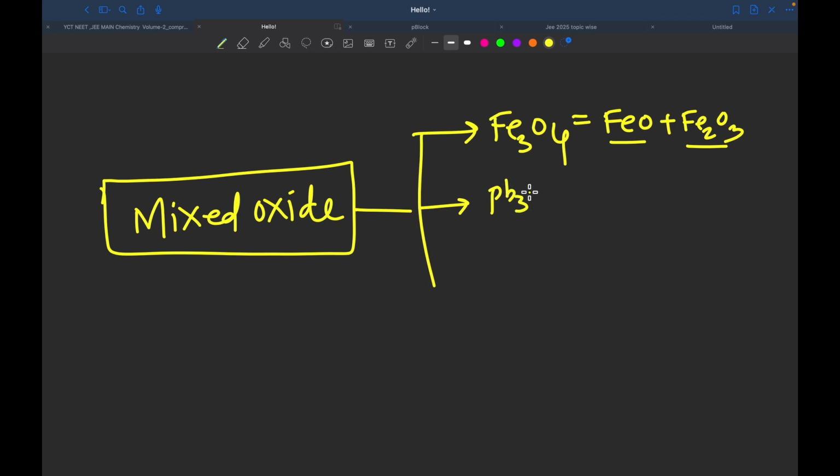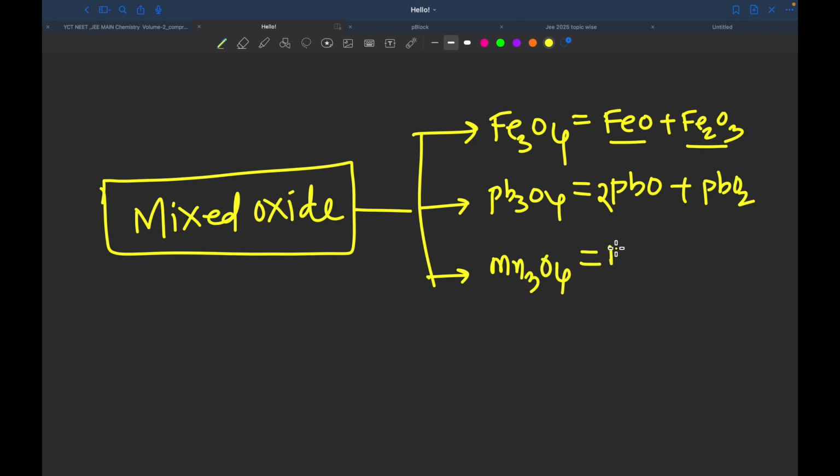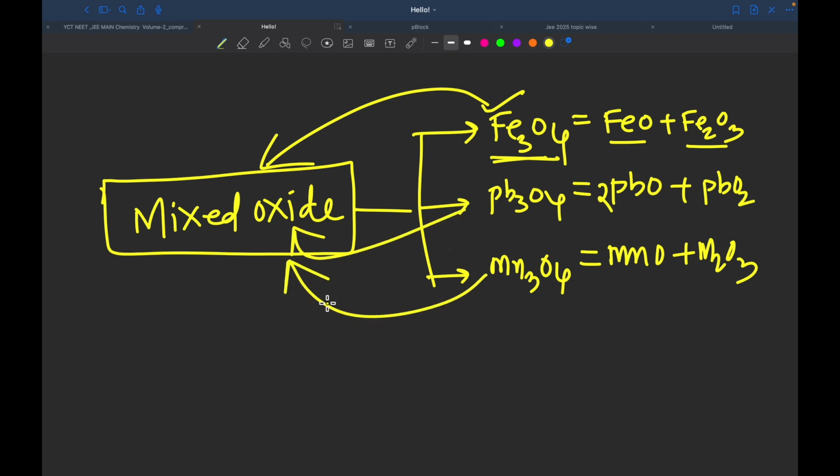Next Pb3O4. This is the mixture of PbO plus PbO2. It is a mixture of both of these. So I have to take 2 moles of it, right? But you don't write everything in this formula. Then we have Mn3O4, like MnO and Mn2O3. So these oxides are known as mixed oxides. When two oxides combine together and form a compound like Fe3O4, this oxide is known as a mixed oxide. Pb3O4 is a mixed oxide and this is also a mixed oxide.